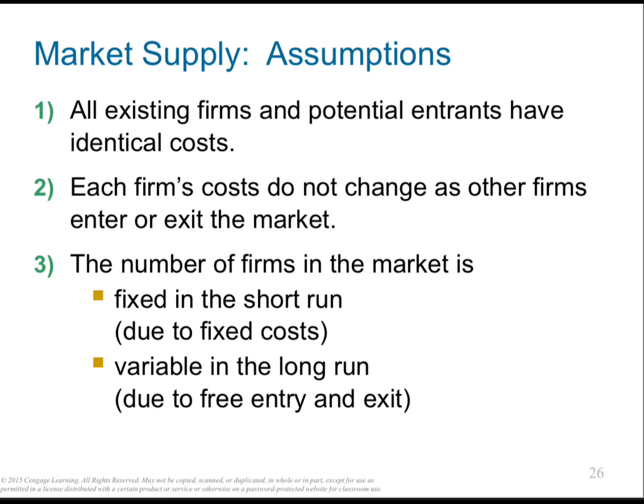In the short run, the number of firms is fixed. Firms supply only when price is at least equal to their AVC. In a market with many identical firms, the market supply curve shifts depending on price and number of firms.